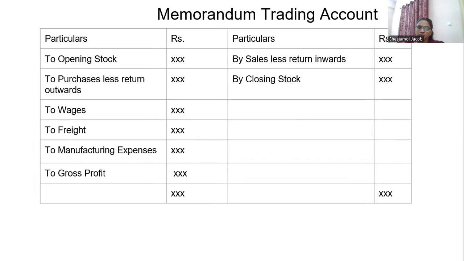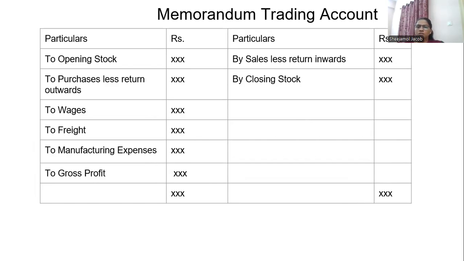If the missing figure is purchases, all the other information except purchases is given in the problem. So in the problem, you have to write opening stock, wages, freight, manufacturing expense, gross profit, sales, closing stock. After that, you have to find the missing figure, purchases. If the figure missing is sales, all the other information except sales is available. That is opening stock, purchases, wages, freight, manufacturing expense, gross profit, and closing stock. So at that time, we are preparing this memorandum trading account for finding the value of sales.